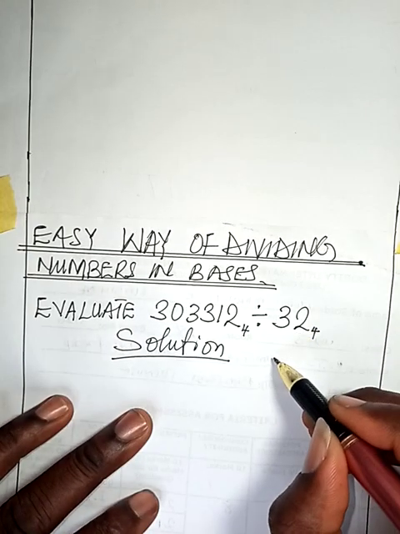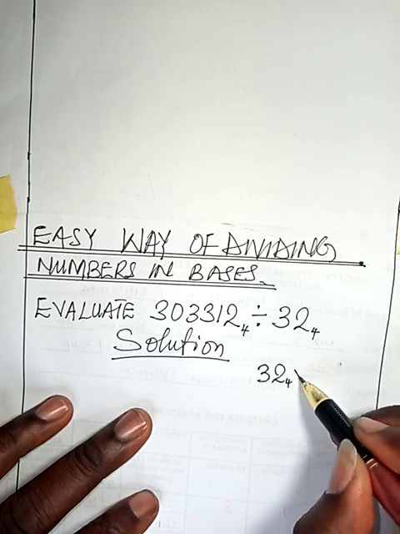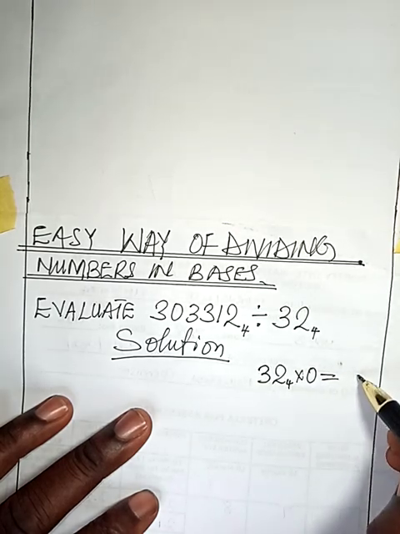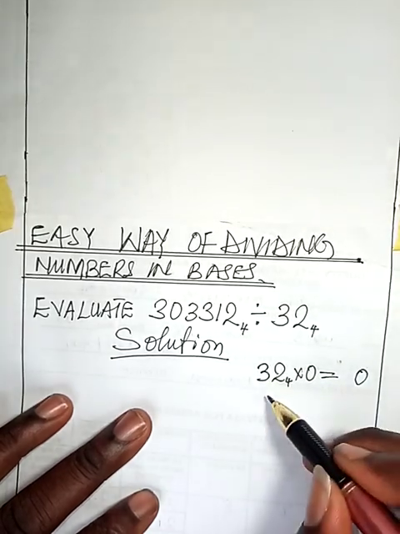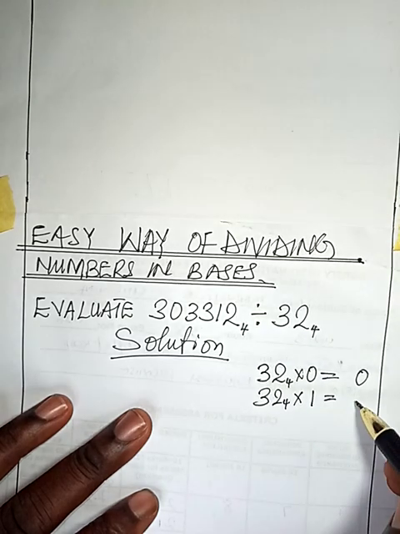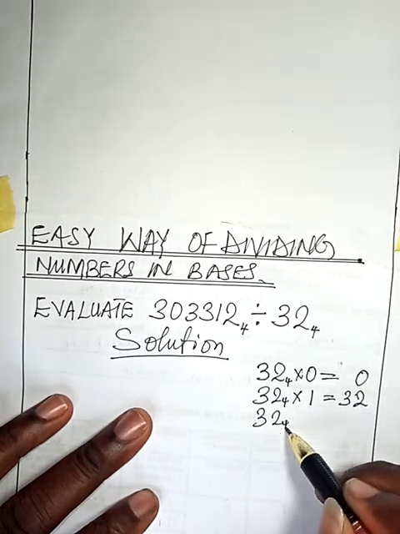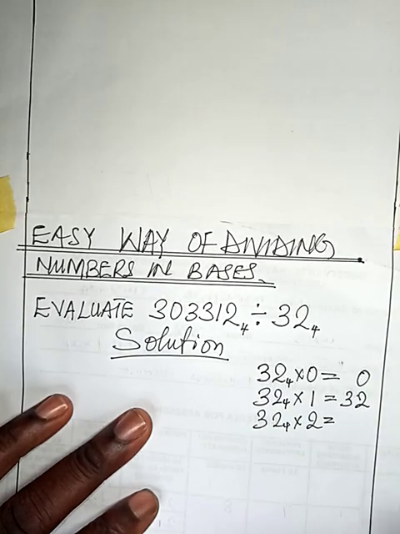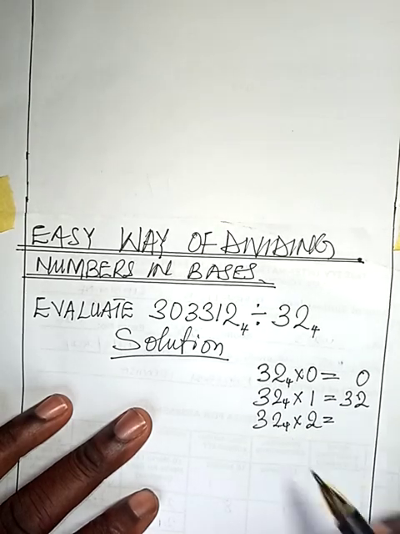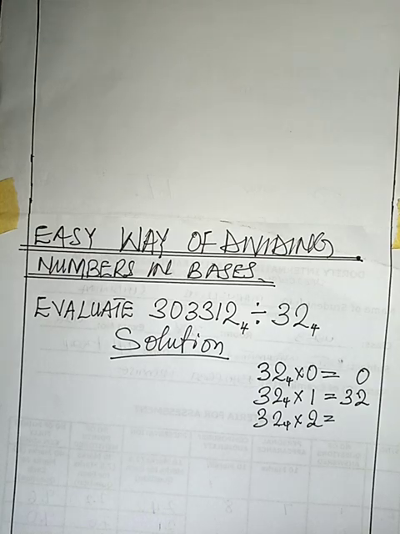It's going to start with the divisor 32 base 4 times 0. This will still give us 0. This is true for every base. 32 base 4 times 1 will give you 32. 32 base 4 times 2. Now watch this. 2 times 2 is 4. You can't write 4 because there's no 4 in base 4.